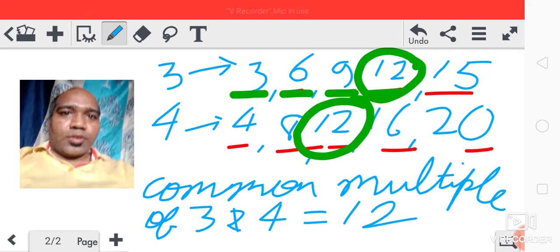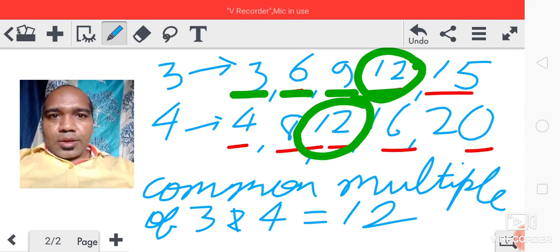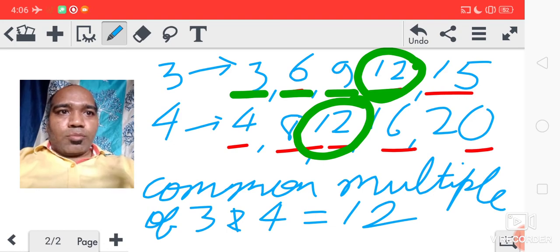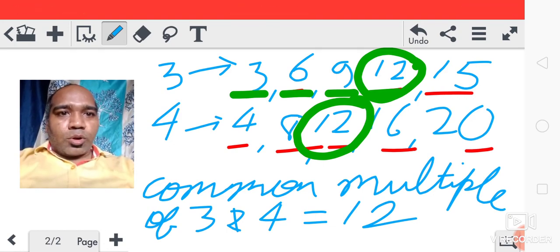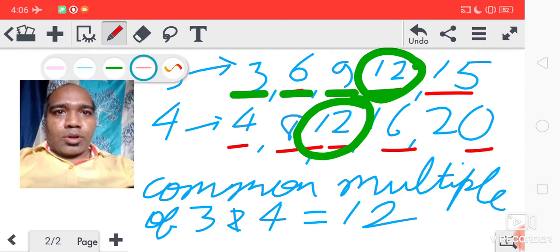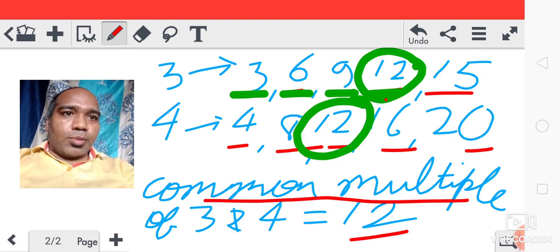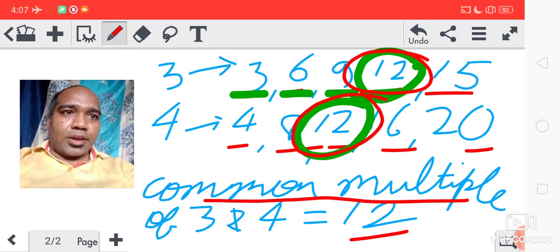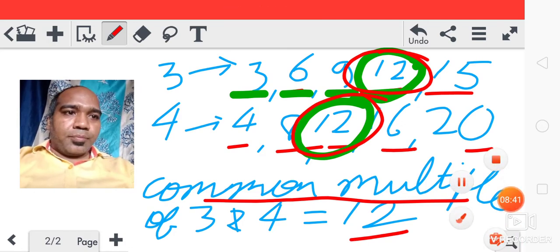Now have you understood this one? Multiple and common multiple. Multiple means we'll write the table. Common multiples we'll see in both numbers' tables, which one is coming in both. That will be called as what? That will be called as common multiple. So what is common multiple here? 12. 12 we are getting in both. Have you understood this one? Okay.